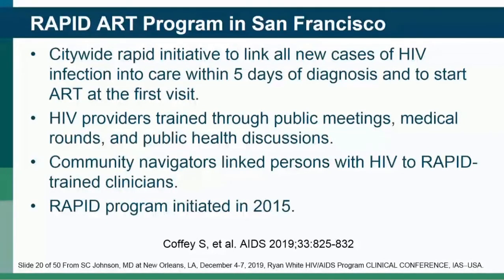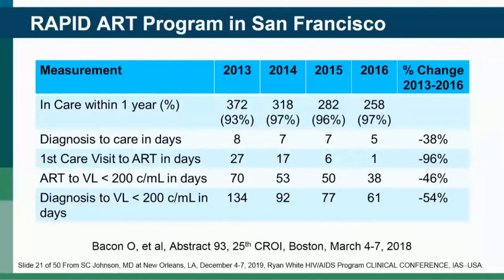So rapid ART, I know that Dr. Sag mentioned this, but I wanted to mention the rise of this because many clinical programs are doing this now, and this will be part of our discussion during the conference. The program that I focused on first, that was presented first, is the program in San Francisco, where they had this citywide initiative to link all new cases into care within 5 days of diagnosis and to start ART at the first visit. This was initiated in 2015, and they were able to show here, as illustrated on this graph, in terms of diagnosis to care, first care visit to ART, ART to viral load less than 200, and then diagnosis to a viral load less than 200, marked declines in 2015 and 2016 compared to the historical 2013 and 14.